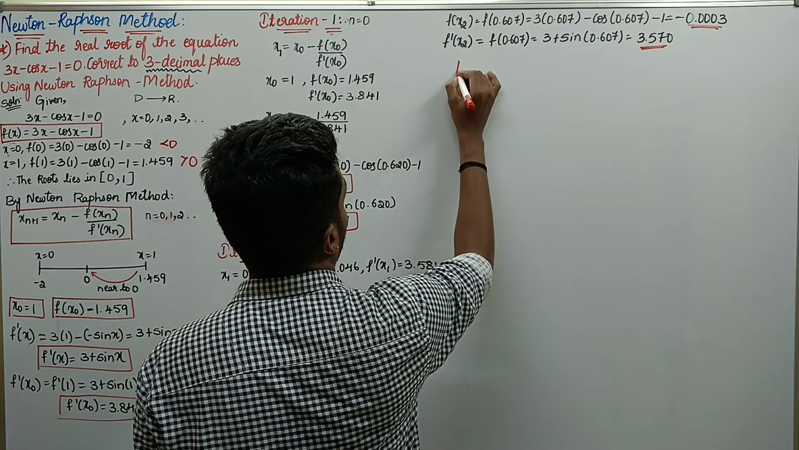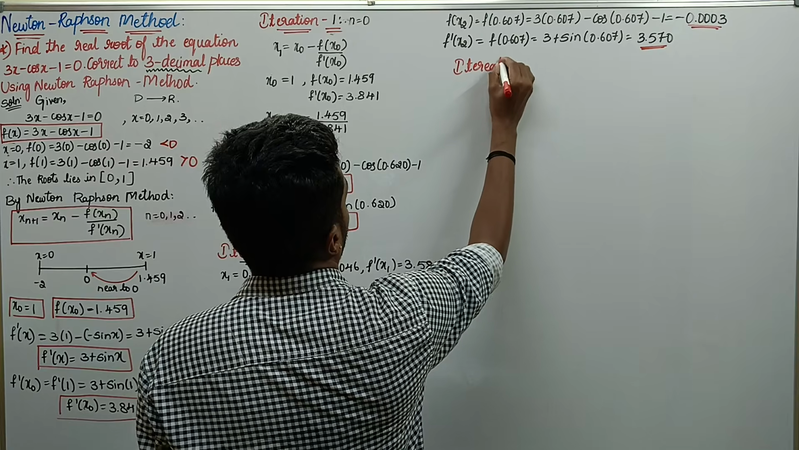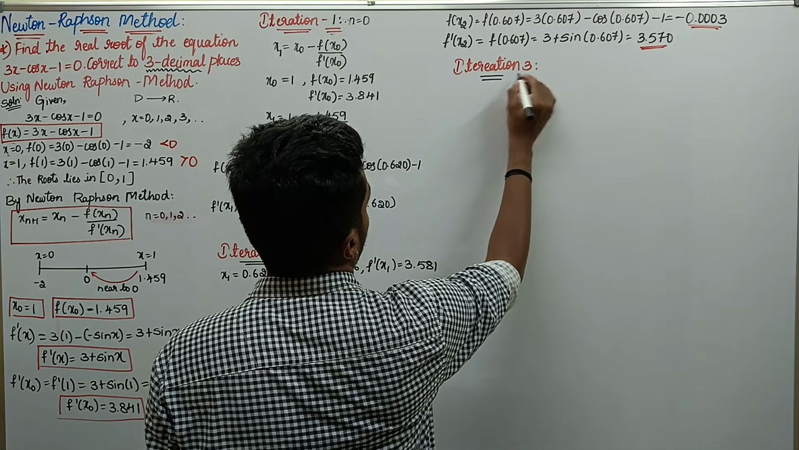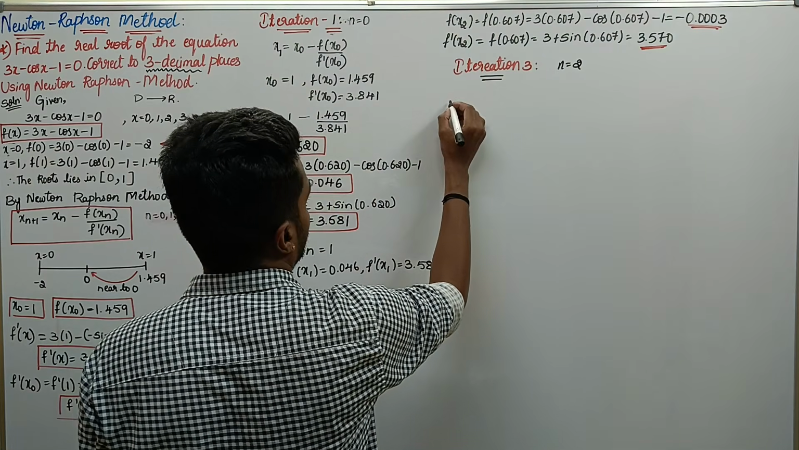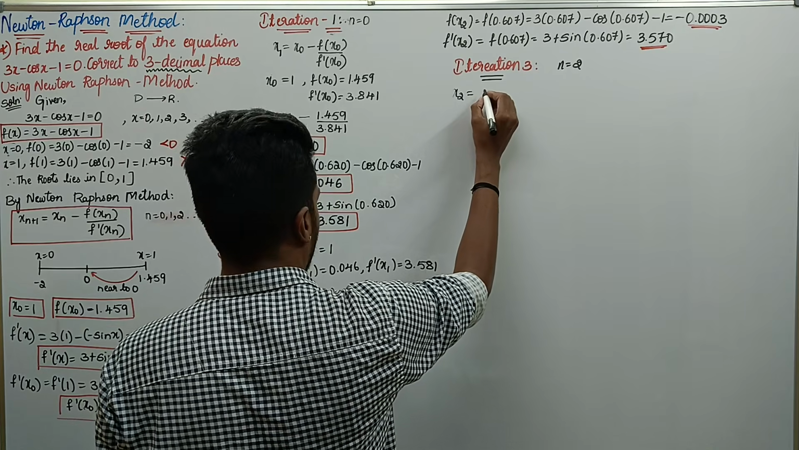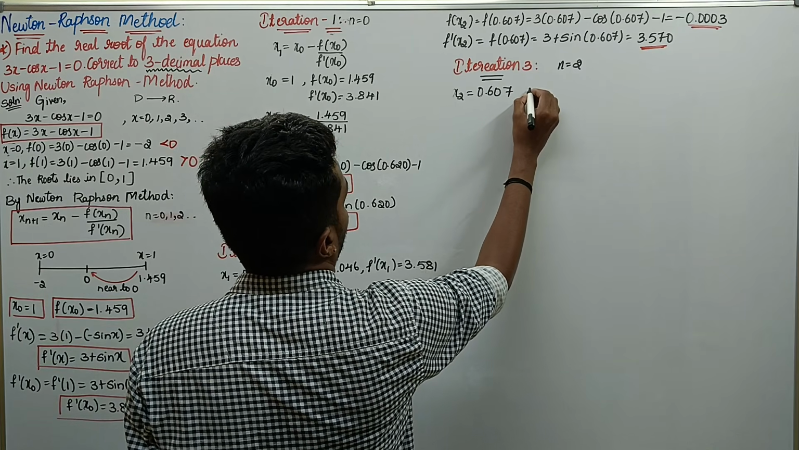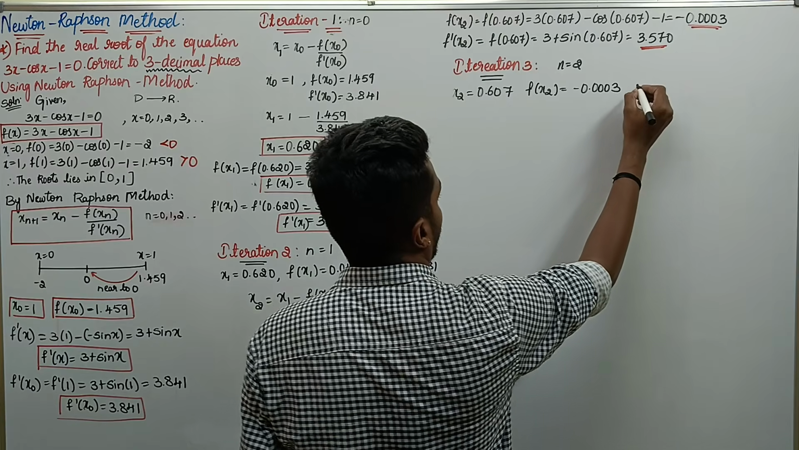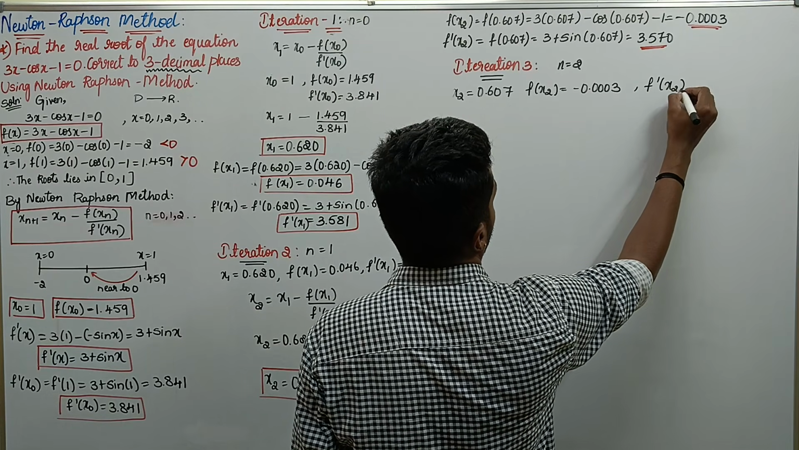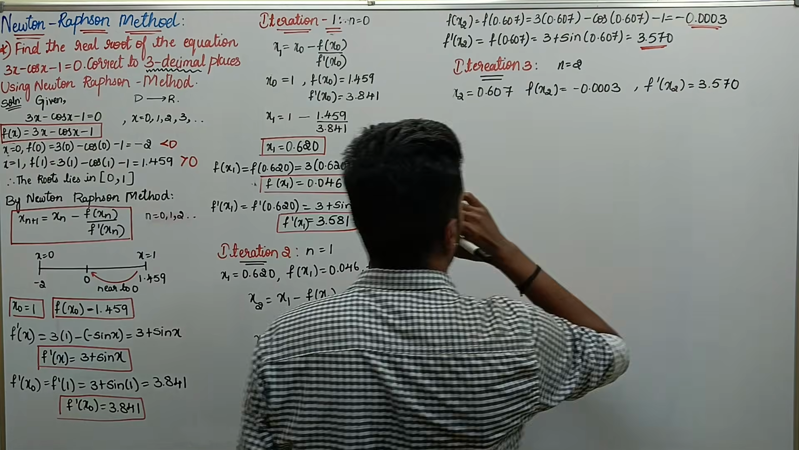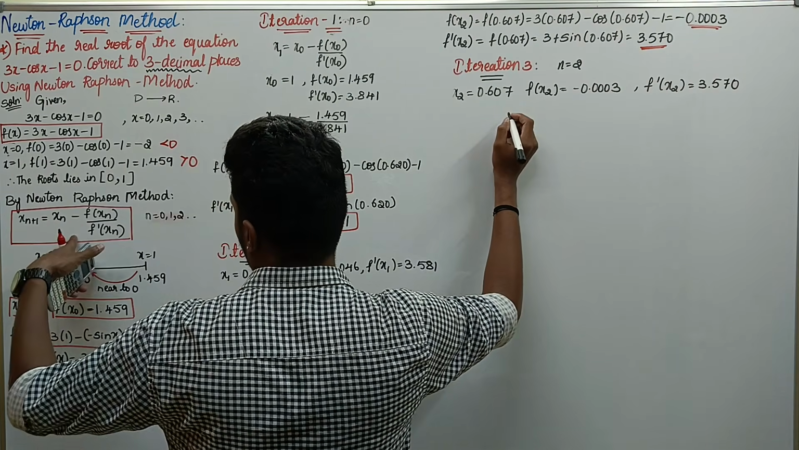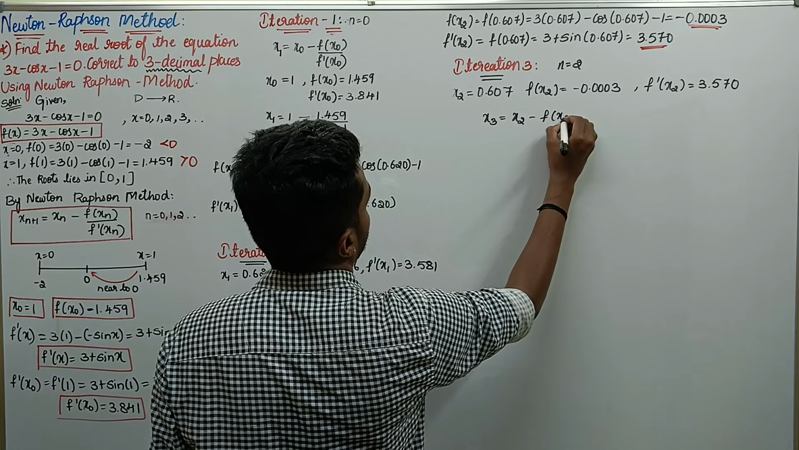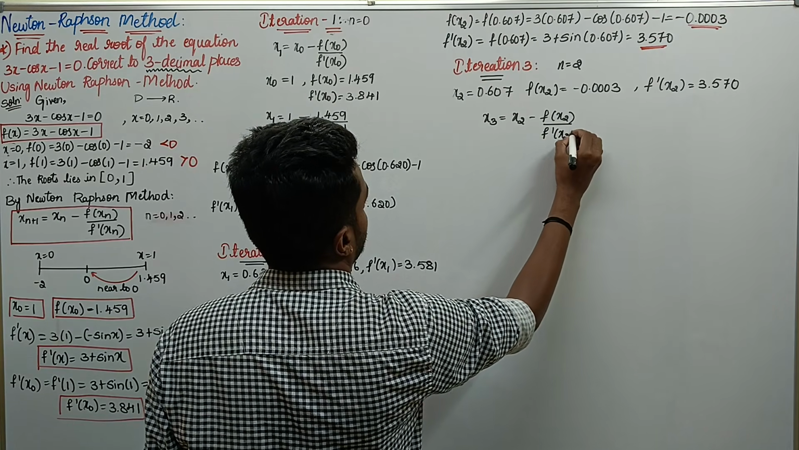Now considering this, let us represent iteration number 3. Now in iteration number 3, n will be equal to 2. Consider x2, which is equal to 0.607, f of x2 is minus 0.0003, and f dash of x2 is equal to 3.570. Now substitute in Newton's formula for iteration number 3, that is x3 equals x2 minus f of x2 divided by f dash of x2.